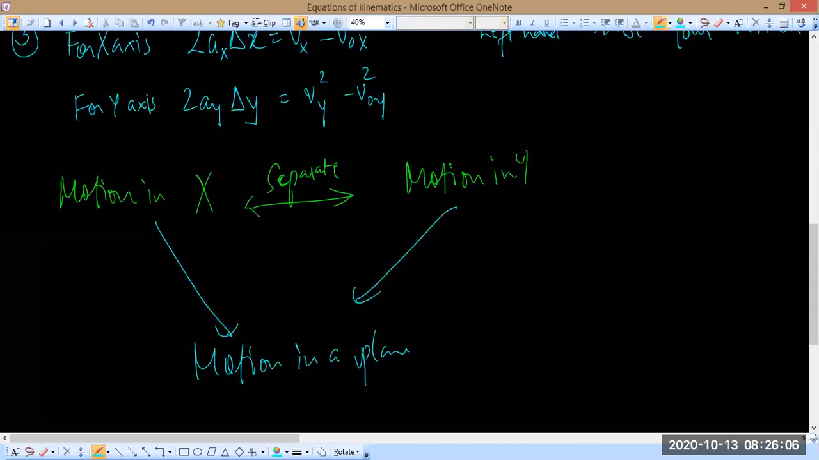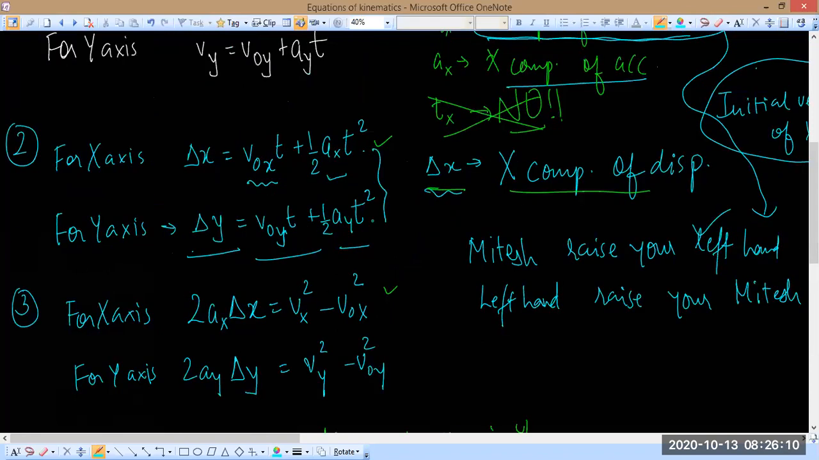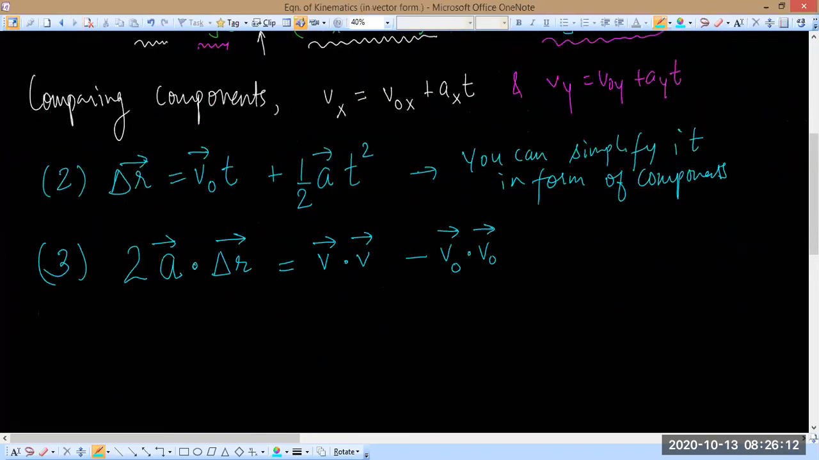Okay, here we have already written the second equation in form of components. So okay, in the third one, we are seeing this weird kind of dot here.